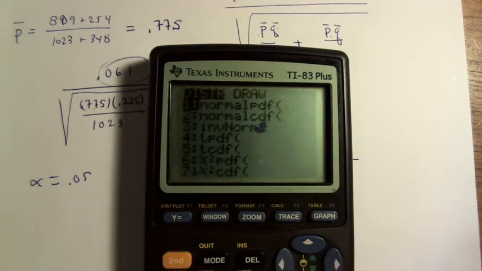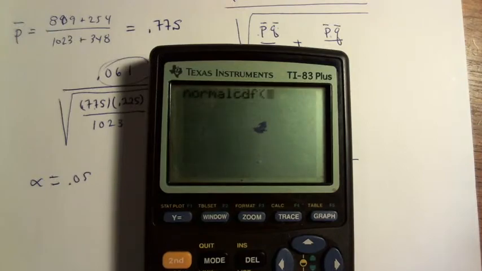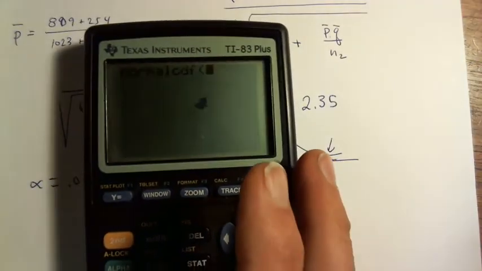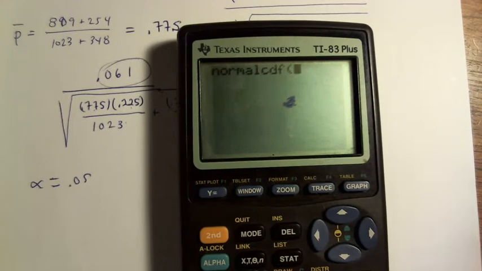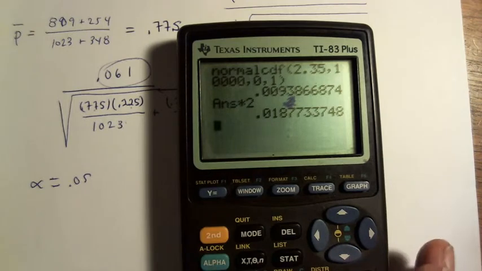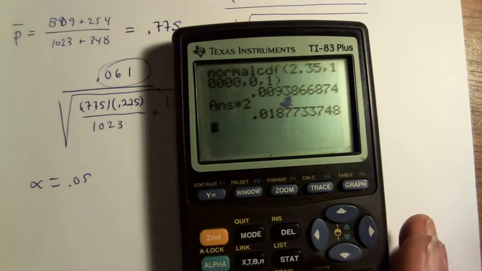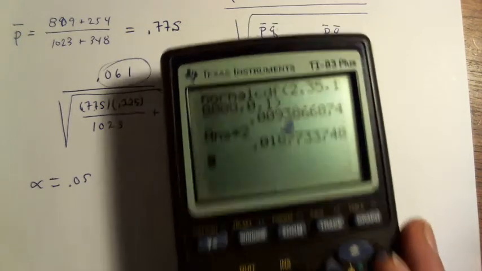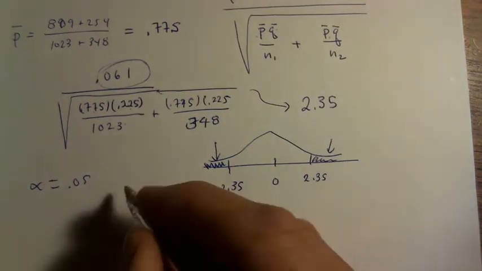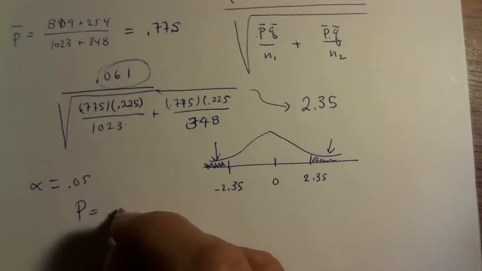So get the calculator over here. I'm going to hit distributions and look at a normal CDF. I'm going to go from 2.35 to infinity, comma, mean of 0, comma, standard deviation of 1, and multiply the result by 2. I'm going to double that because I'm looking at both tails. So our p-value is approximately 2%, 0.019.